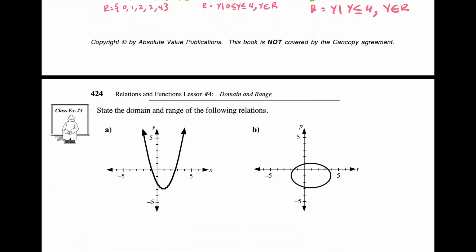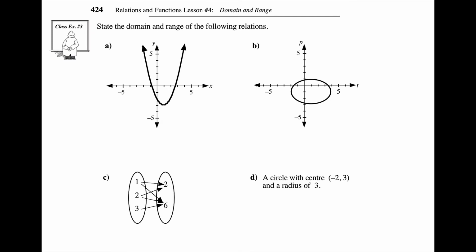Now let's move to the next example, number 3. Now we're looking at some other graphs, and it says state the domain and the range of these relations. Okay, let's look at example A. And we got this arrow that's pointing up and to the right and up and to the left. So again, it's going to go infinitely right, infinitely left, infinitely up on both of these. But it doesn't go infinitely down. That's sort of the vertex, the lowest point right there.